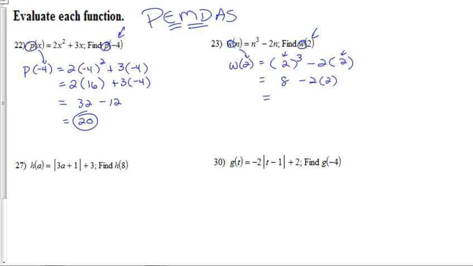And then we'll do multiply. 2 times 2 is 4. And we'll do add and subtract for an answer of 4.